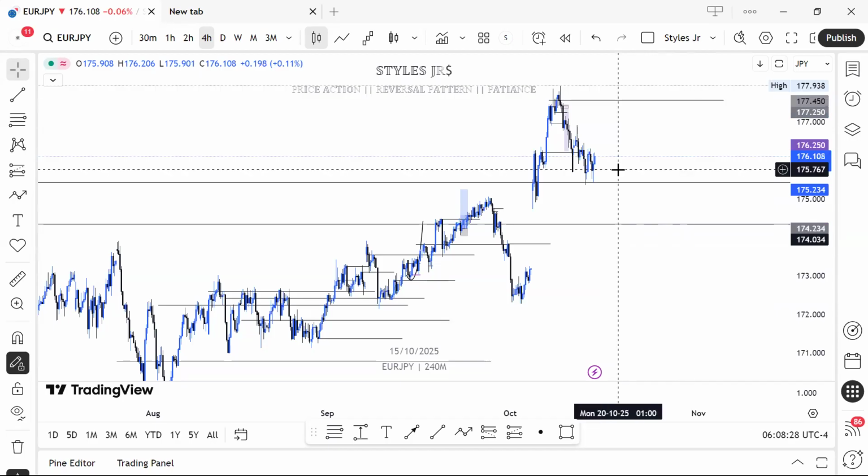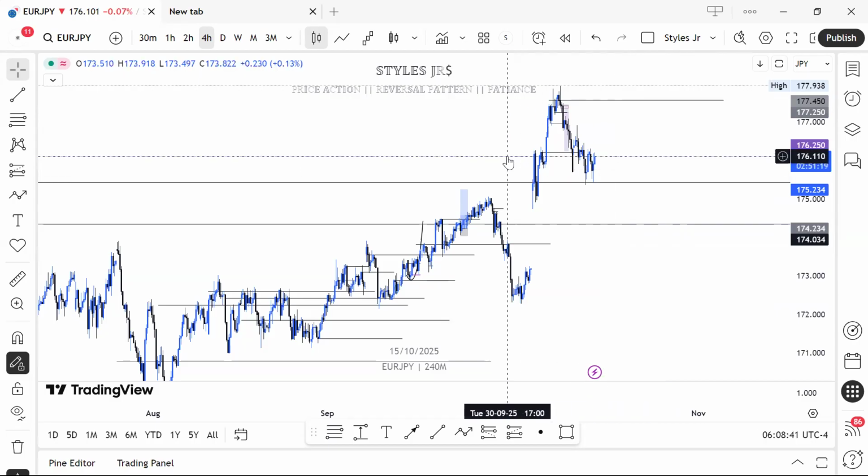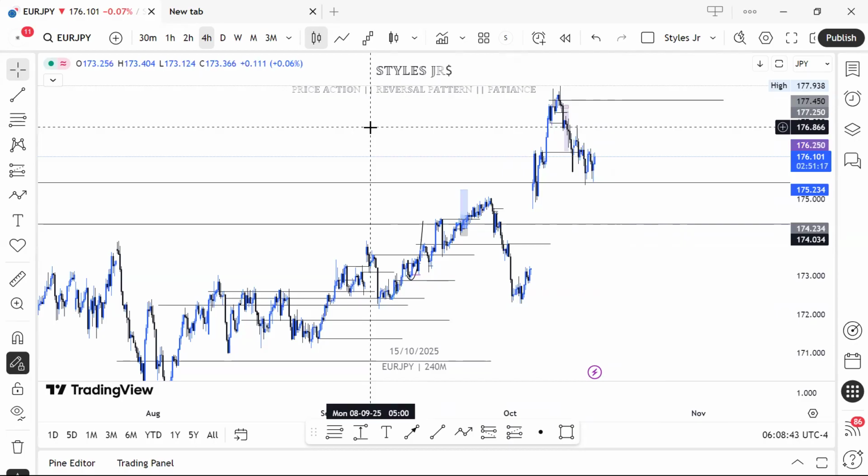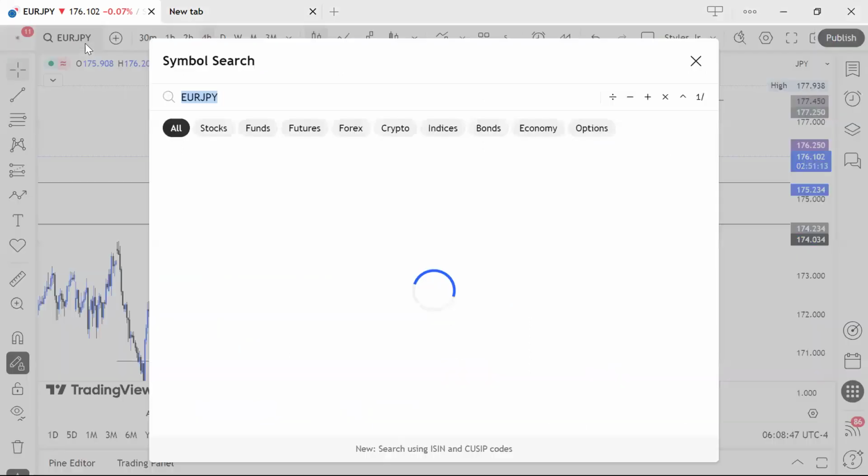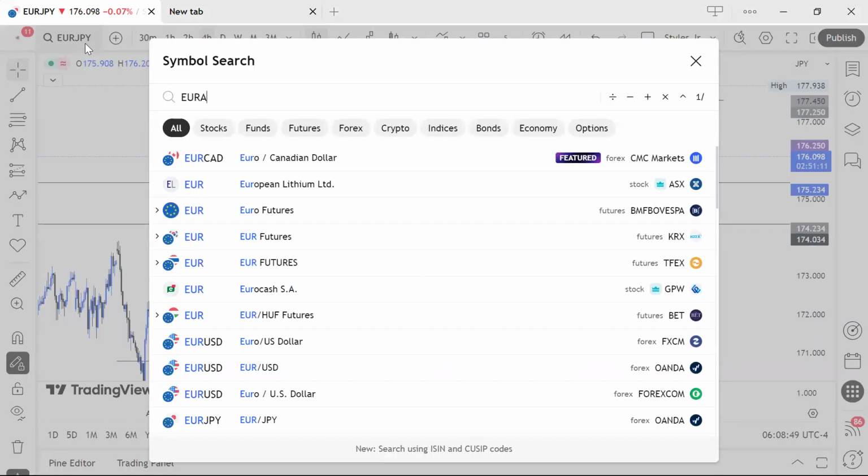So today I want to show you how to look into your trade and know how to navigate your lifestyle. From my own end, I'll be looking at Euro AUD. I'm using Euro AUD as an example.